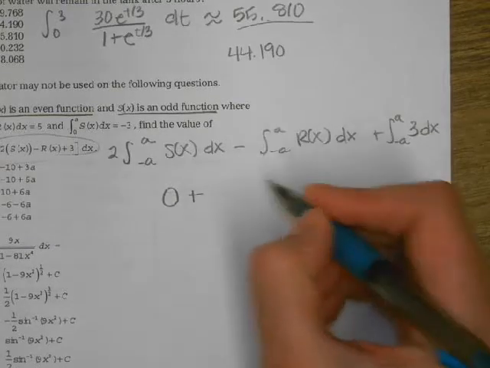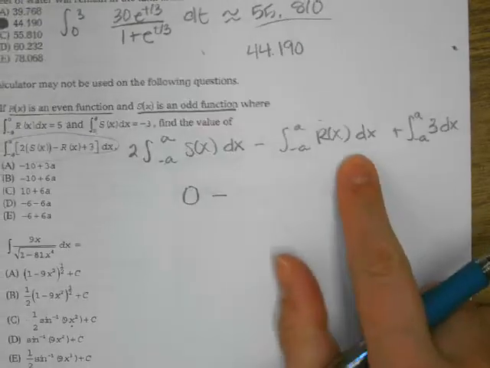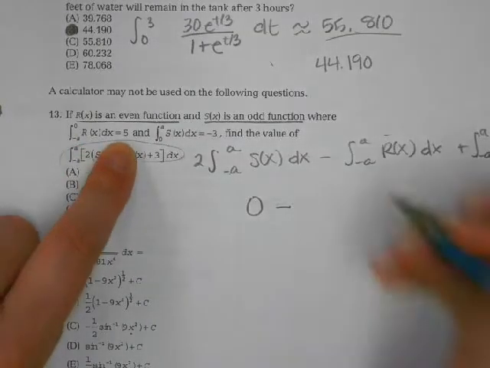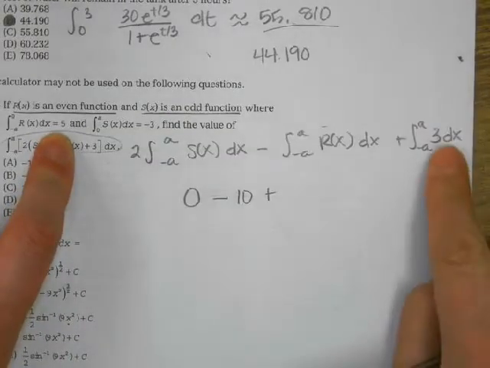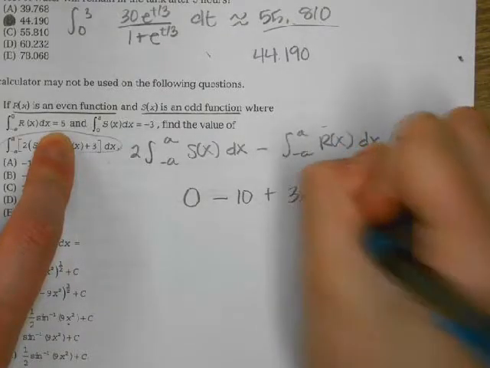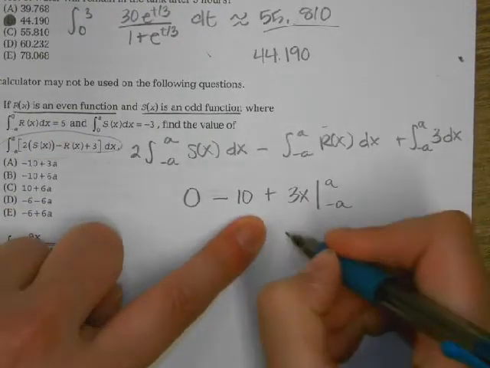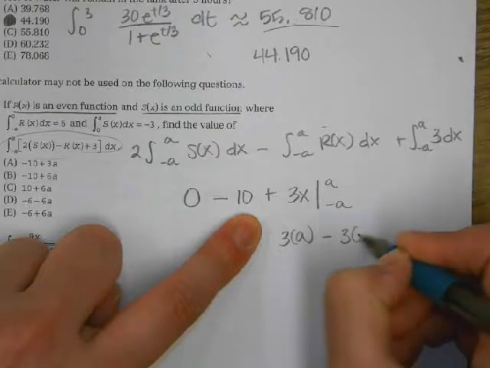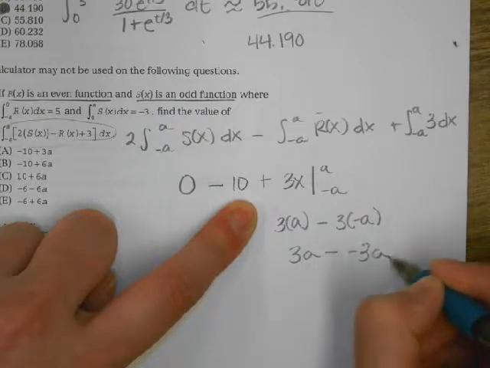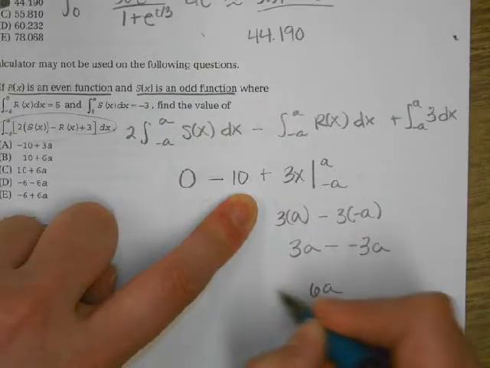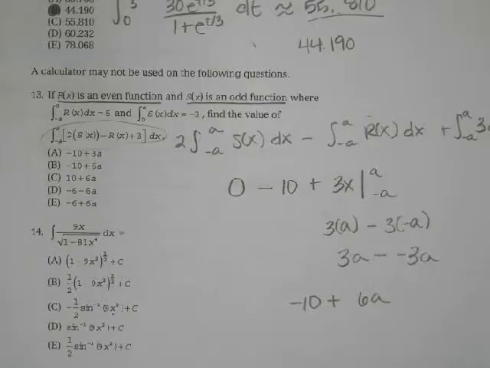So this is, it's not plus, it's minus. Minus, so this would be double. Well, this one was over here, which was 5, so we're subtracting off 10. And then over here, I've got plus. Now the integral of 3 is 3x, and that 3x needs to be evaluated from negative a to a. And so here I've got 3 times a minus 3 times negative a. So that's 3a minus negative 3a. That's 6a. So negative 10 plus 6a. And so 13 is B.